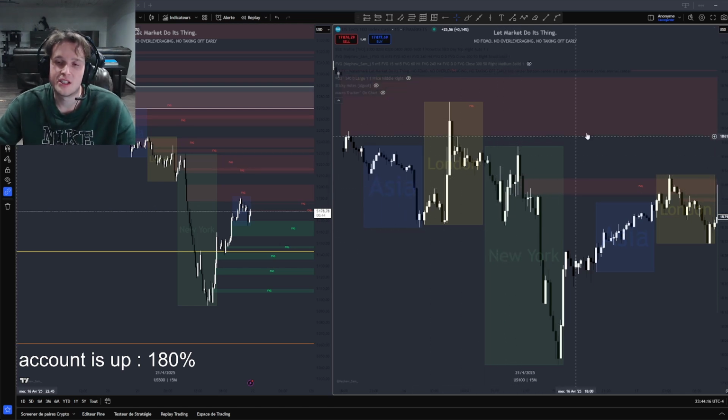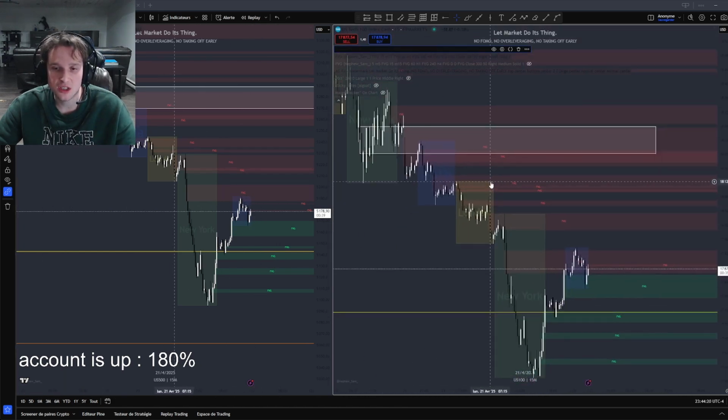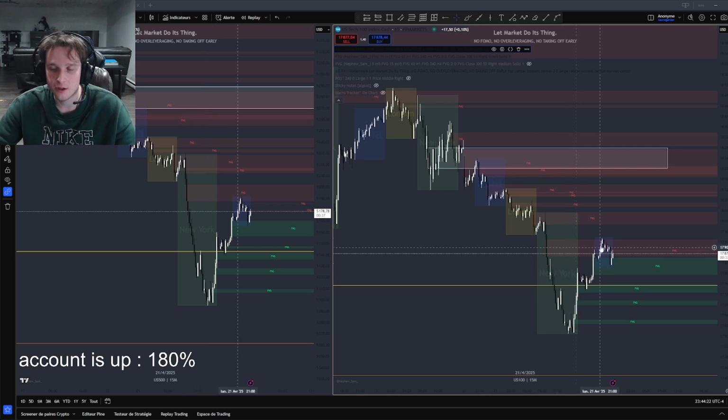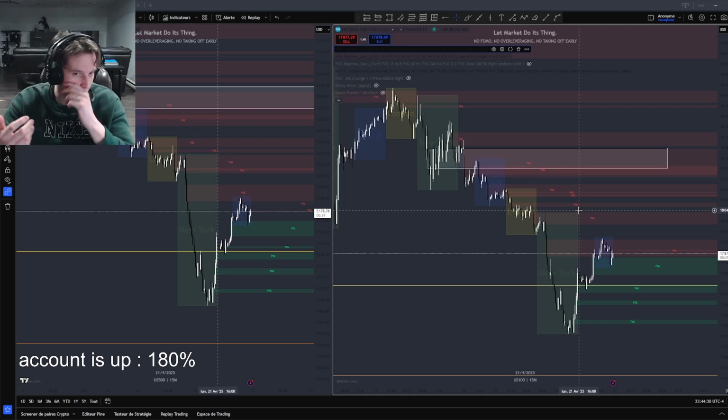So this is one of the main reasons why it's important to know the sessions, the kill zones, and the macros, simply because you want to know when to expect movement, when to expect volatility, and if it doesn't come, then you don't want to just rush into a trade.